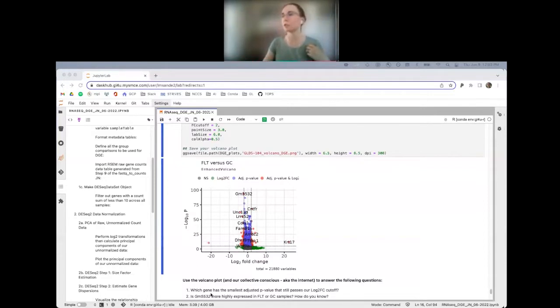So when I say which gene has the smallest adjusted p-value and passes the log two fold change cutoff, I look for the gene that has the highest negative log adjusted p-value, which is GM5532.